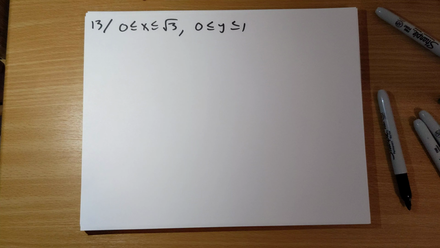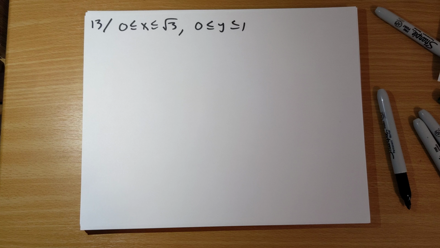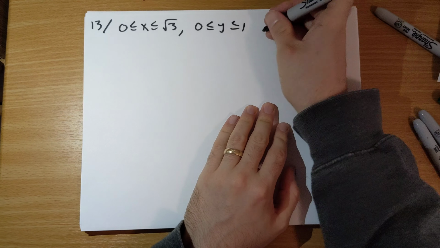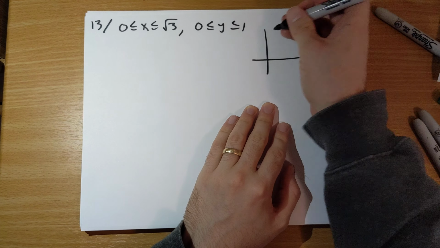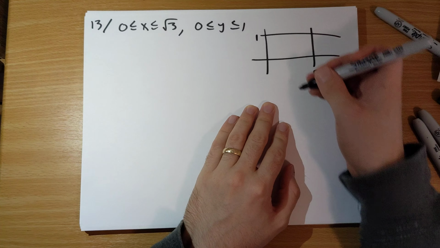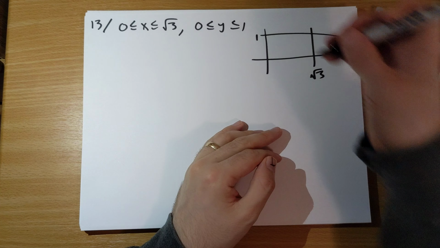Number 13. This is a clever problem or a silly problem or annoying problem, depending on how you look at it. I'm asking you to find the area of the rectangle right here. X runs from 0 to root 3, y runs from 0 to 1. Find the area of this rectangle here using polar coordinates.